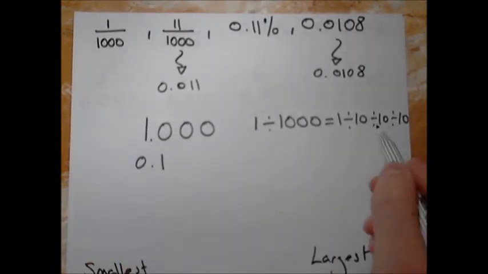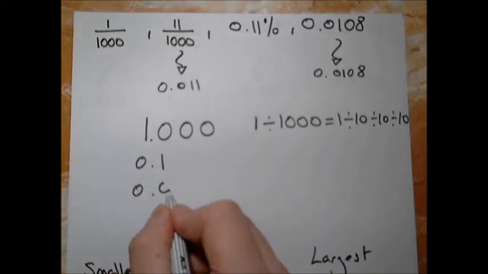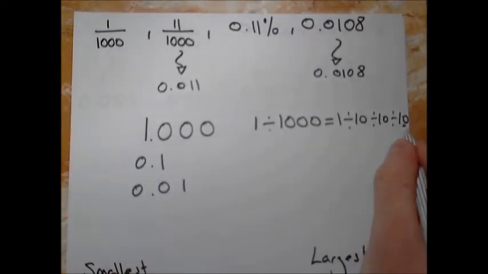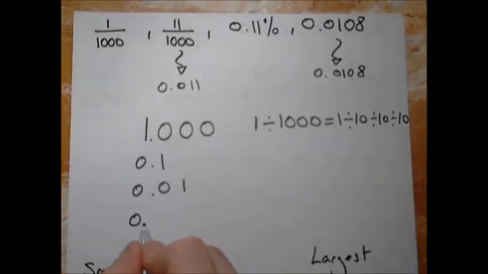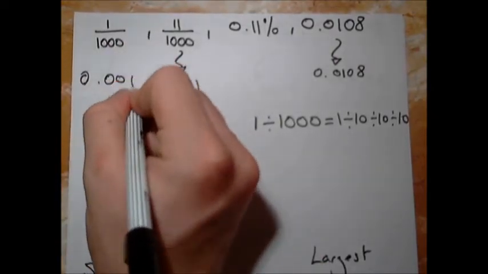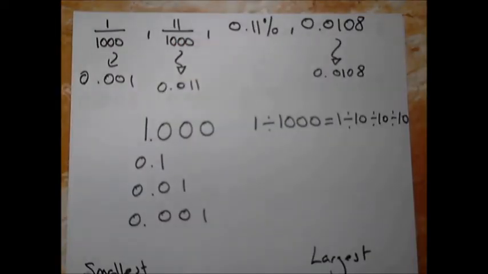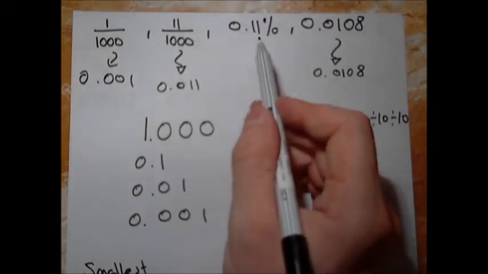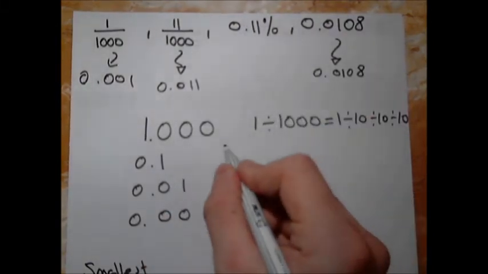Let's divide it by 10 again. So 0.01. And we need to divide it by 10 one more time. 0.001. We've done it. We've done 1 divided by 1,000. So 0.001. So the only one we have to do now is change this one into a decimal. And I'm going to put a little box here.